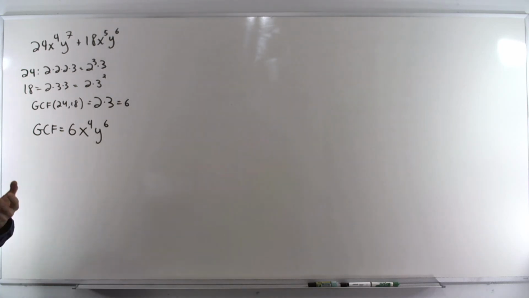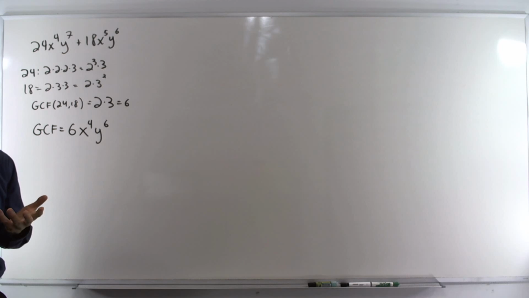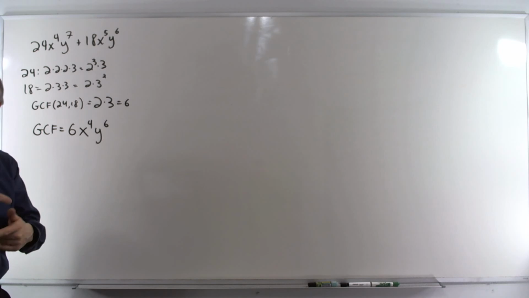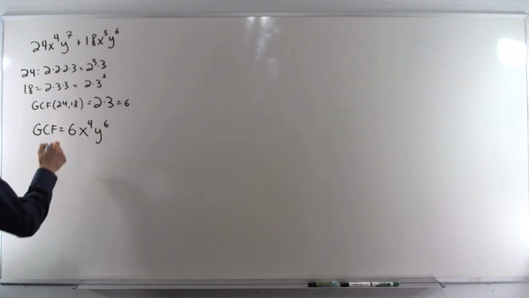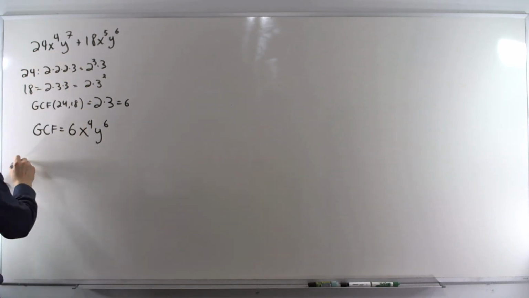Now we need to figure out what goes inside the parentheses. So what we were doing there, with all the expanding and stuff like that, that can all be done now through division. So think of distribution. What operation are we doing with distribution? We're multiplying. Factoring is the opposite of distribution. So we're going to do the opposite operation, which would be division. So we're going to divide both of these by the GCF.